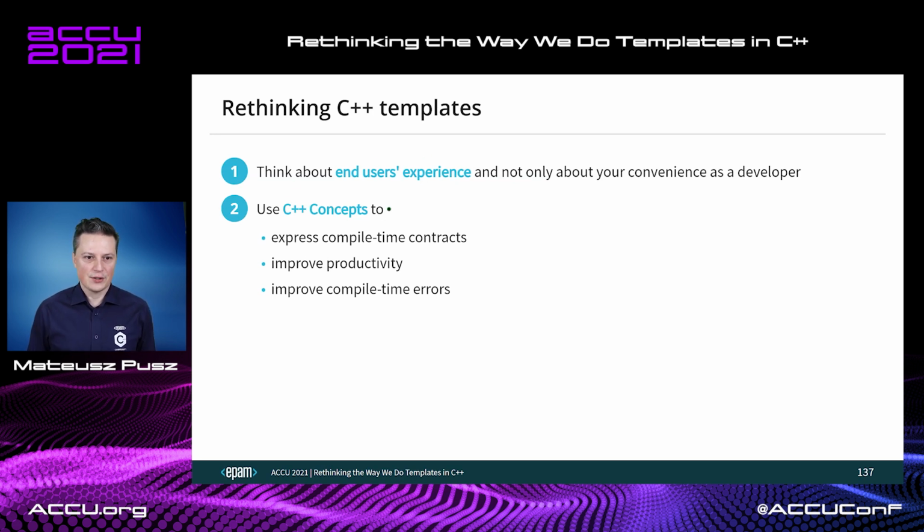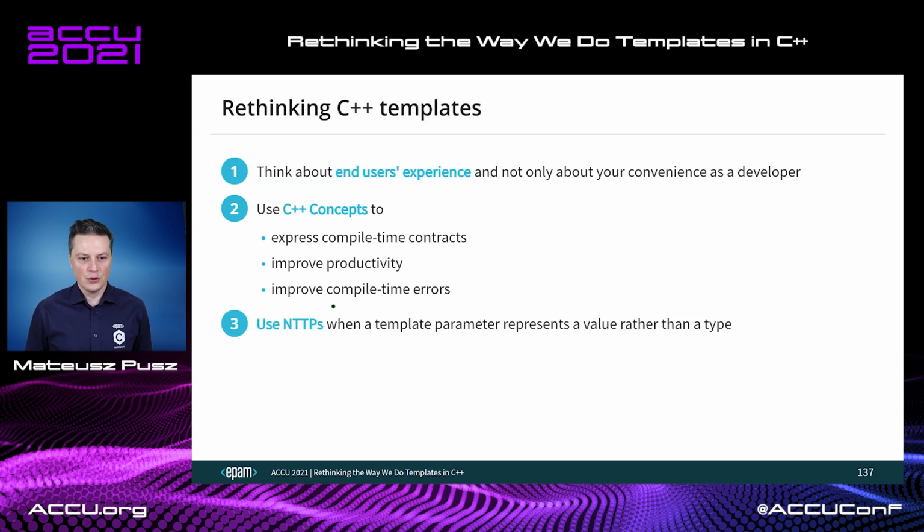Use C++ concepts to express compile time contracts, to improve productivity, to improve compile time errors. Use non-type template parameters when a template parameter represents a value rather than a type. It will provide many benefits in the interface, like, for example, you'll be able to use fault expressions, and also it should be faster to compile in many cases.